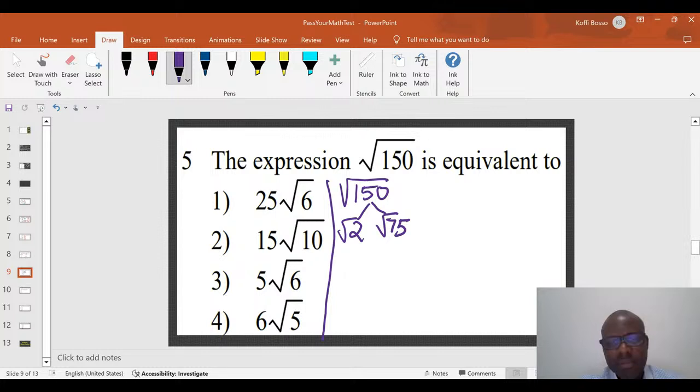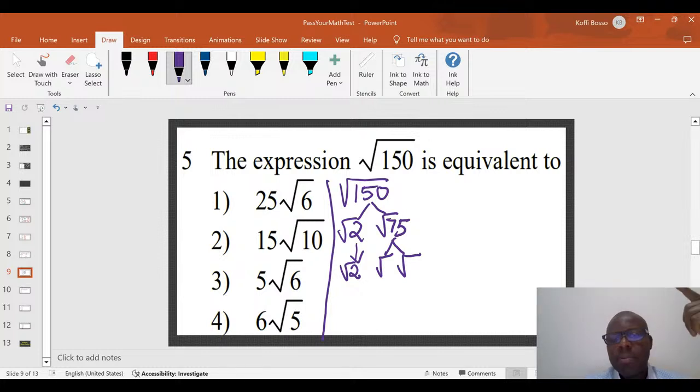75. So 2 multiplied by 75 is 150. Therefore, square root of 150 is the same as square root of 2 multiplied by square root of 75. I keep going. For the next step, I'm going to keep this square root of 2, but I will try to break down the square root of 75. Again, I will try to see if that works with a 2.